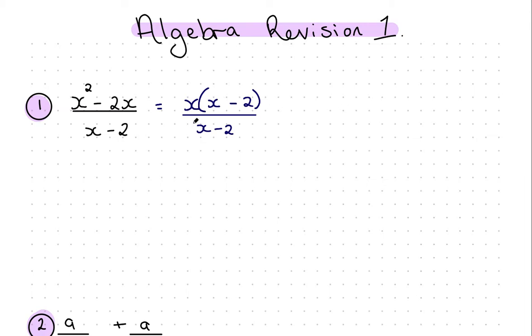Then what I have here is x minus 2 is the denominator, and it's also multiplying in on the top here. If it's multiplying in on the top and dividing in on the bottom, that's the same thing as having 1. So those will become 1. So I have x left over on its own.